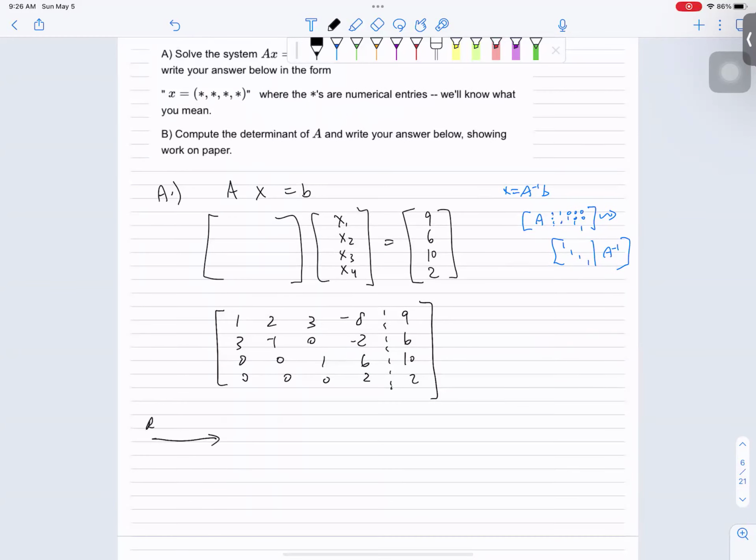So let's do row 2 is row 2 minus 3 of row 1. I always like to use the row above it to try to get rid of whatever number I want to get rid of. So the first row stays the same. The second row is now 0. Negative 1 minus 6 is negative 7. 0 minus 9 is negative 9. And negative 2 plus 24 is 22. 6 minus 27 is negative 21. And the other rows are the same.